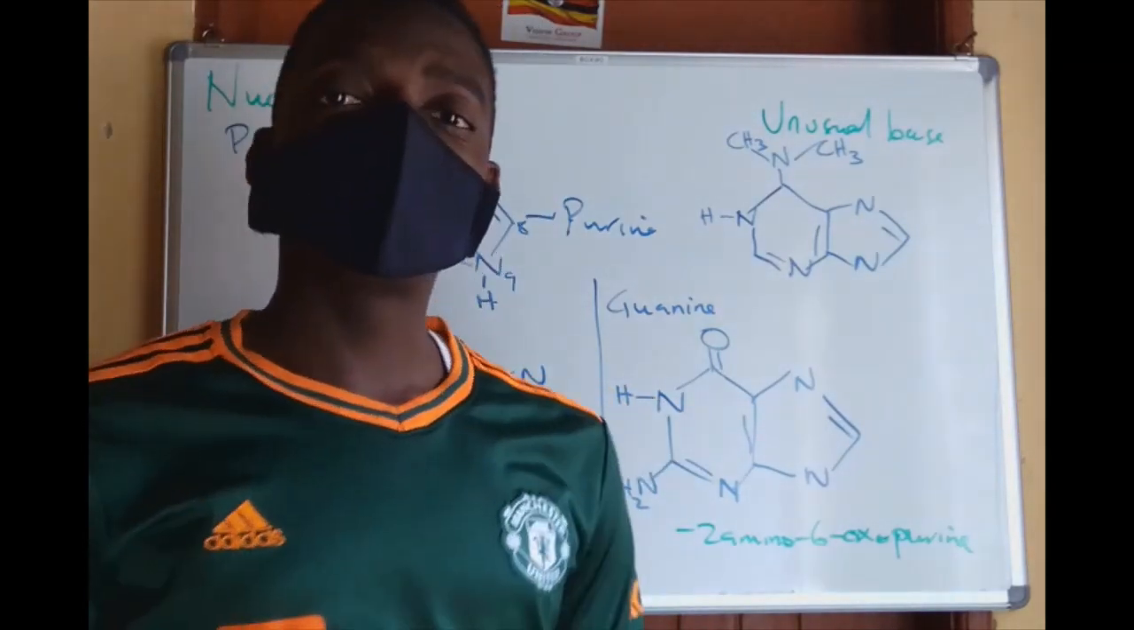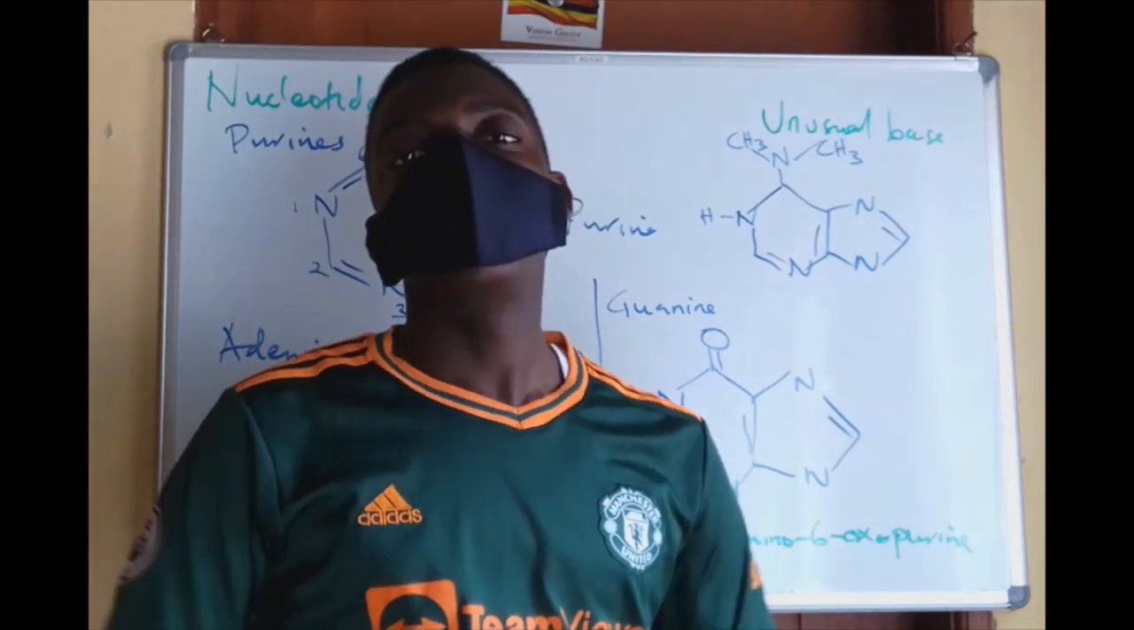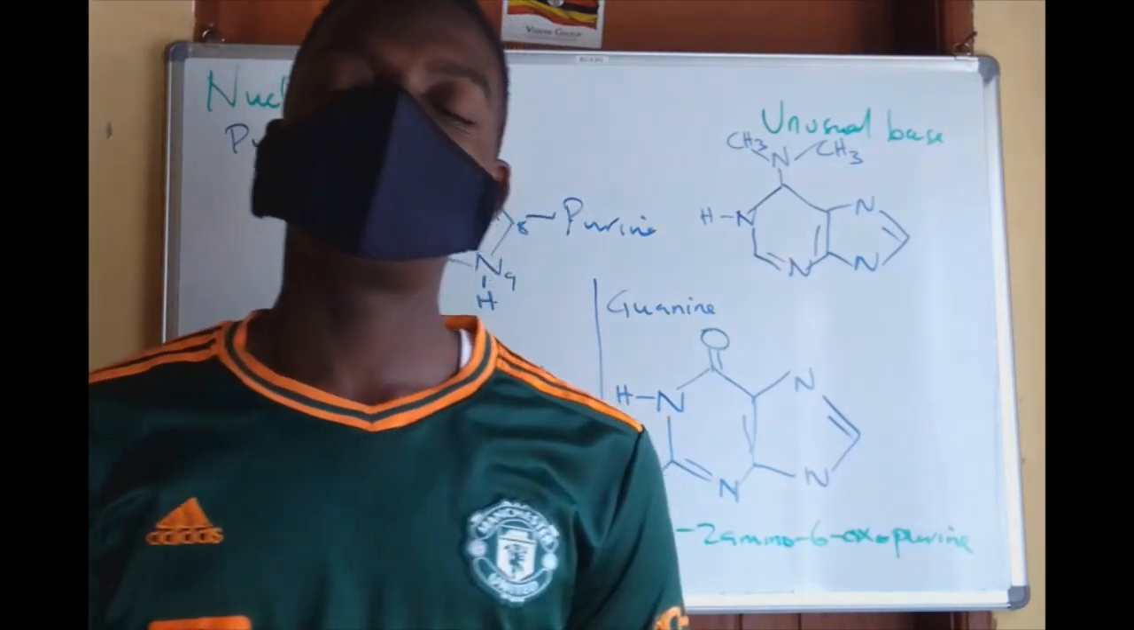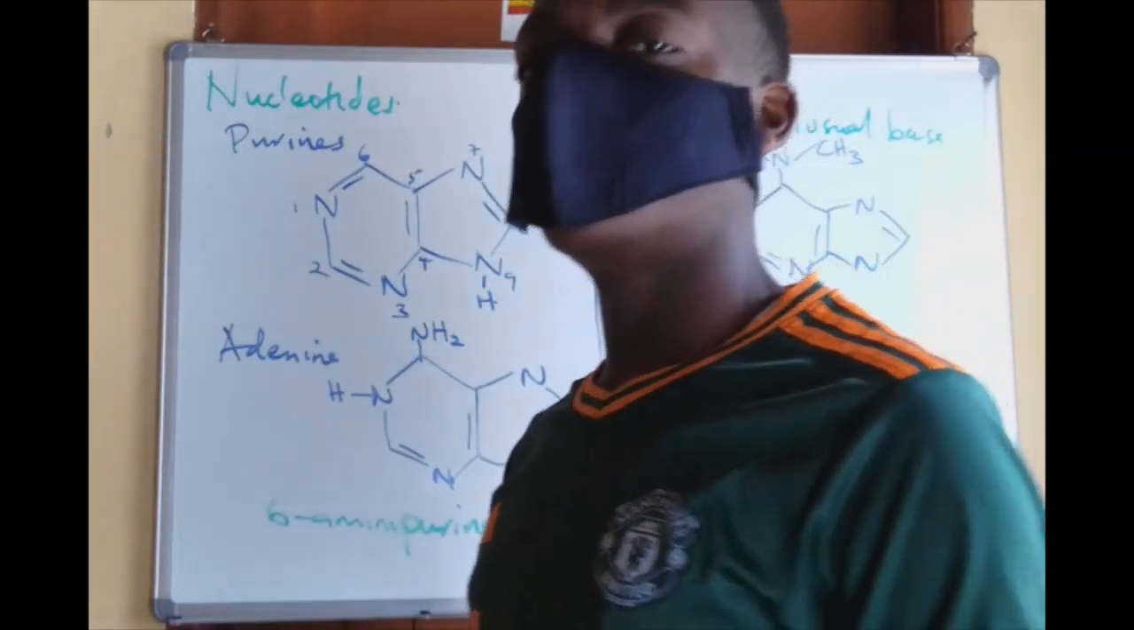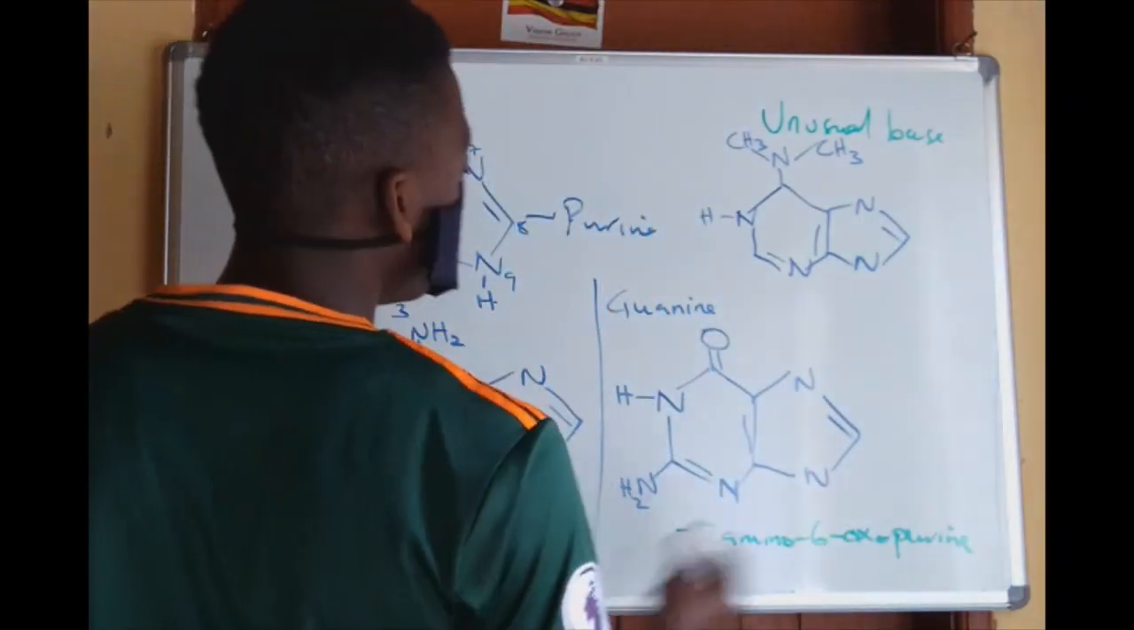The unusual bases are usually found in tRNA, transfer RNA, and you can also talk about the viral DNA. That's where you find unusual bases. Yeah, let me wrap up.